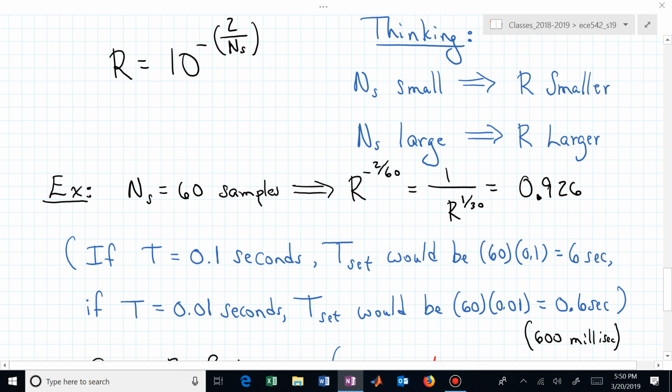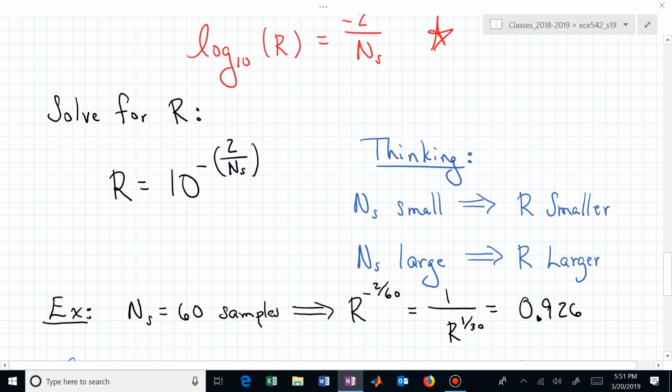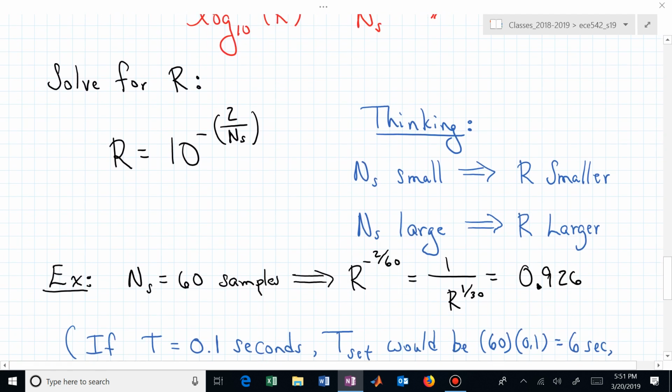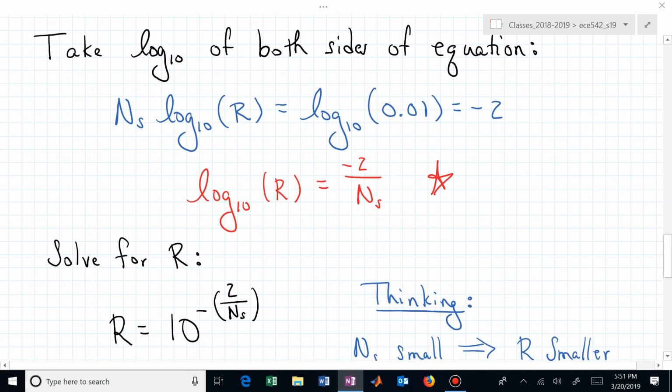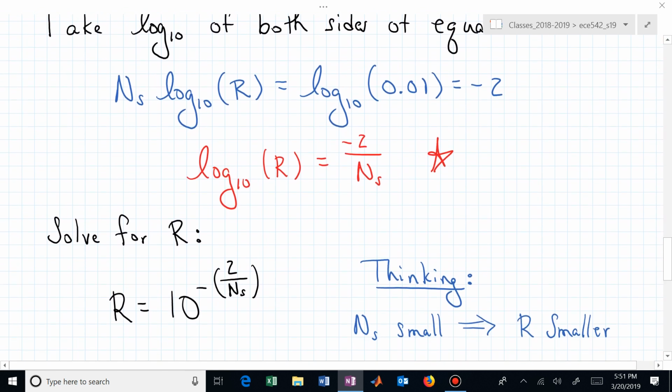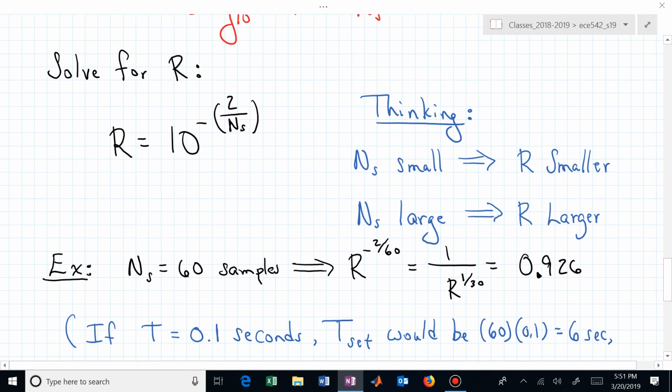Now I get your question. I should not have done it the way I did it. I'm actually solving for r here. r is equal to 10 to the minus 2 over n sub s. So did I do the, wow, 10 instead of r. I told you I was sleeping. Thank you for waking me up.